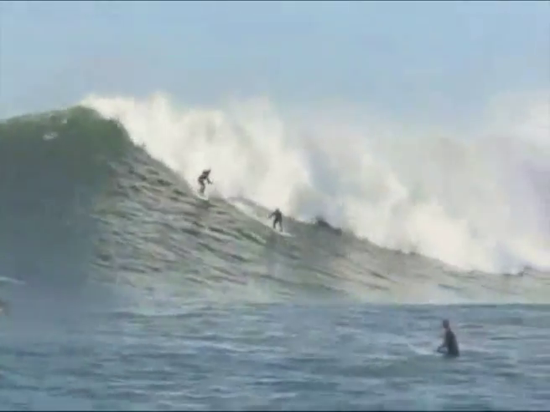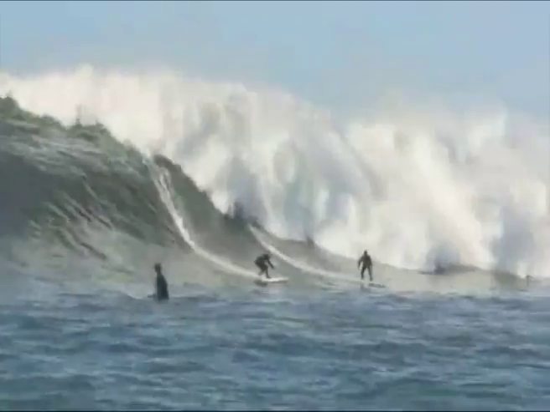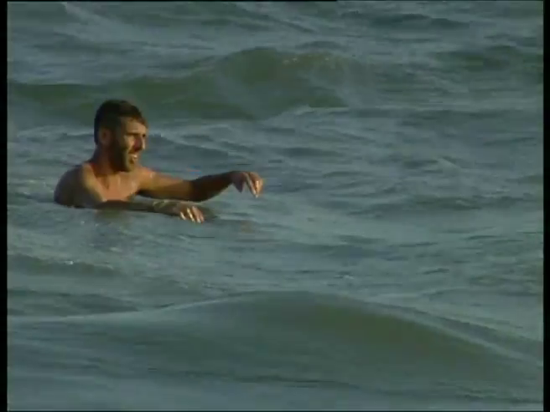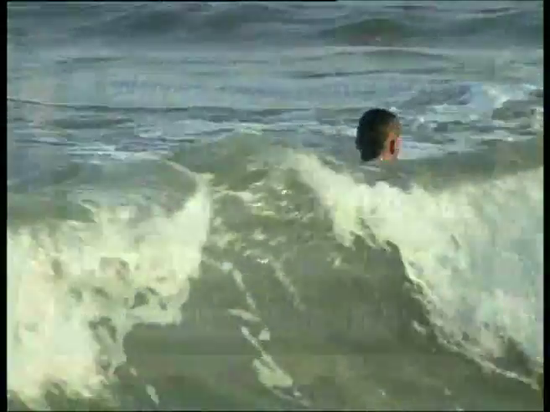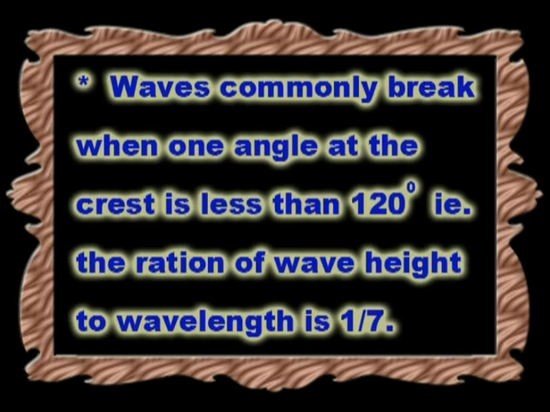The amount of energy gained by a wave is reflected in its wave height. The usual height of a sea wave hardly exceeds 2 meters in normal circumstances. Waves commonly break when the angle at the crest is less than 120 degrees. That is, the ratio of wave height to wavelength is 1/7.